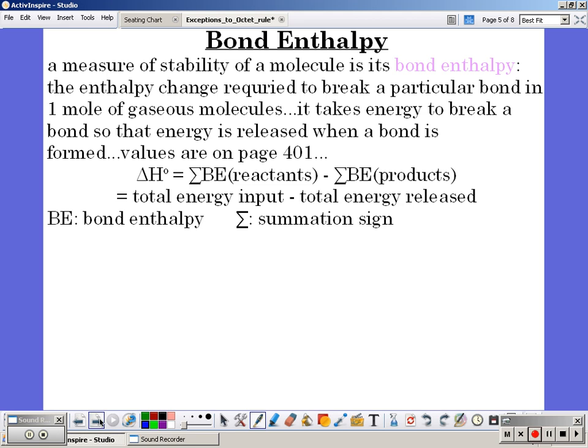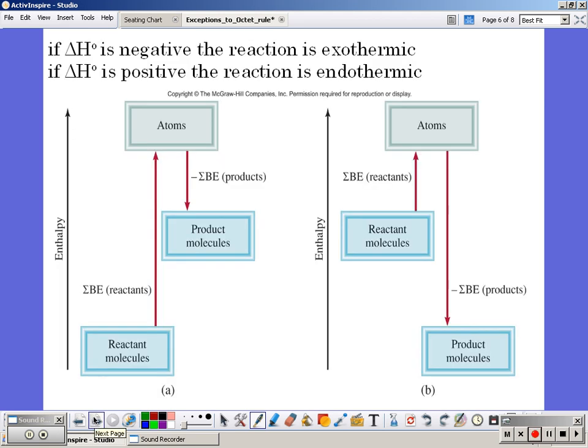So the total input, how much you have to break the bonds, minus the total energy released, the amount of energy that's formed, is your bond enthalpy, or your heat of reaction. So BE stands for bond enthalpy, and the sigma sign stands for the summation. You can take all the bond energies for your reactants minus all of the bond energies for your products. If the delta H is negative, then the reaction is exothermic. If delta H is positive, then the reaction is endothermic.